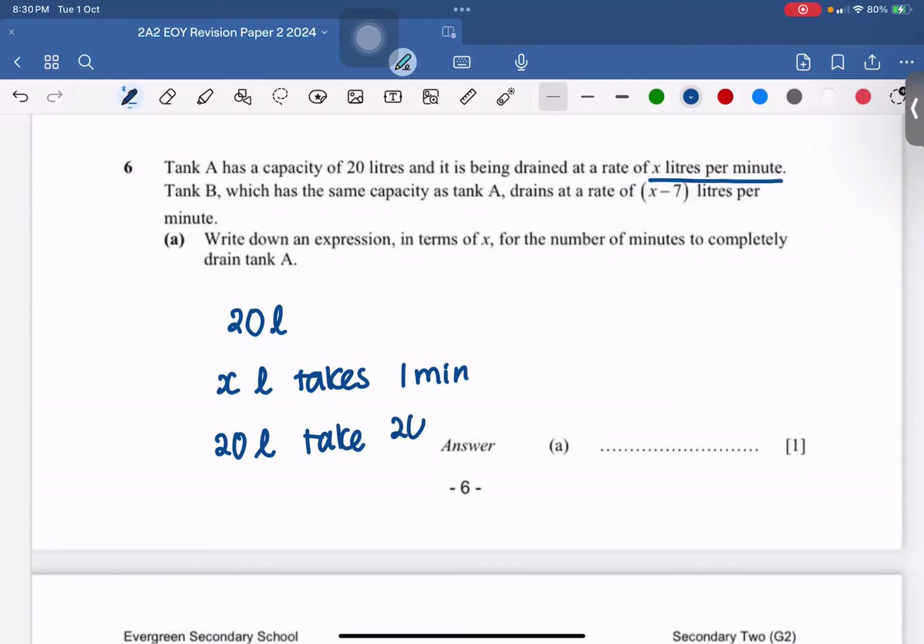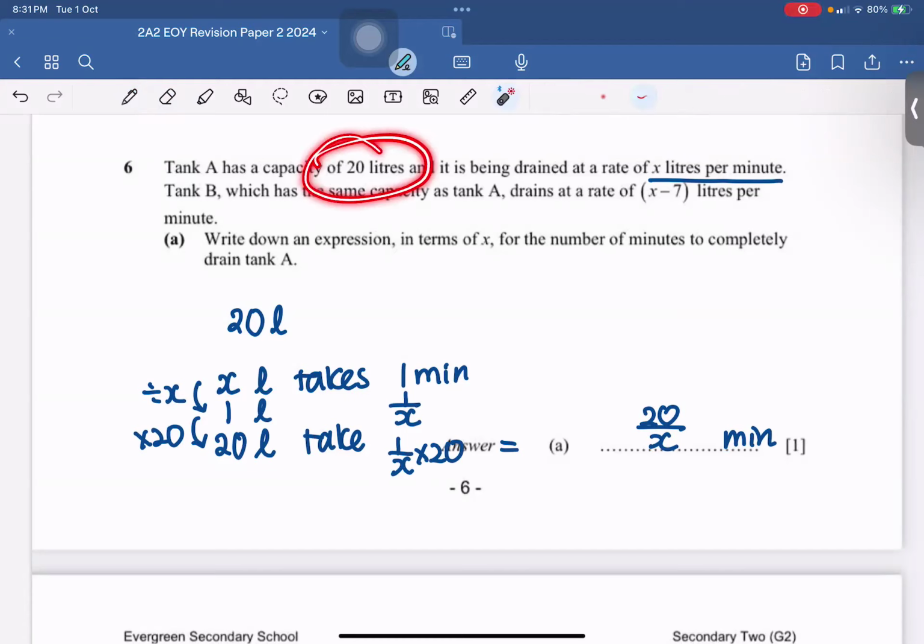Okay, 20 divided by x. If you are not sure how to do it, never mind. You find 1 liter, you divide by x, right? So you get 1 over x. I want 20 liters, I times 20. So I take 1 over x times 20. The answer will be 20 over x minutes. Or you take the total, divide by the rate, then you can get your answer.